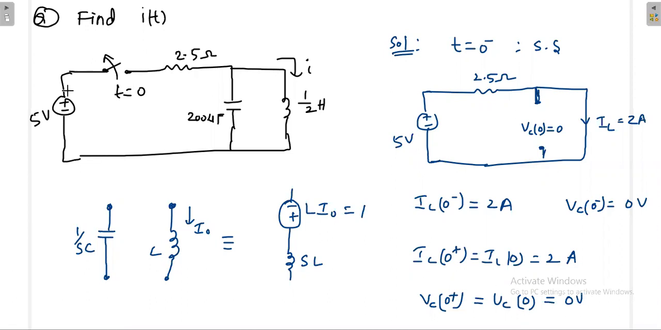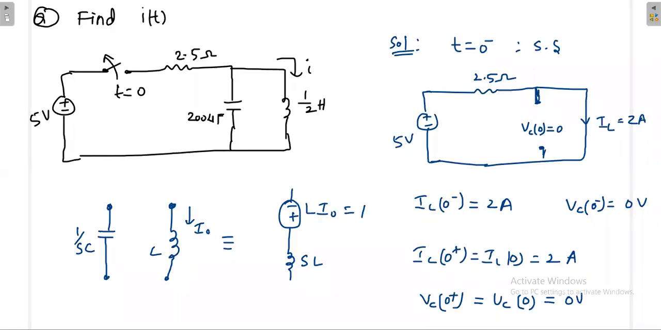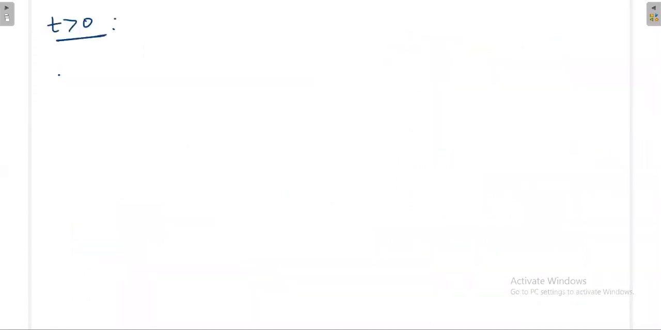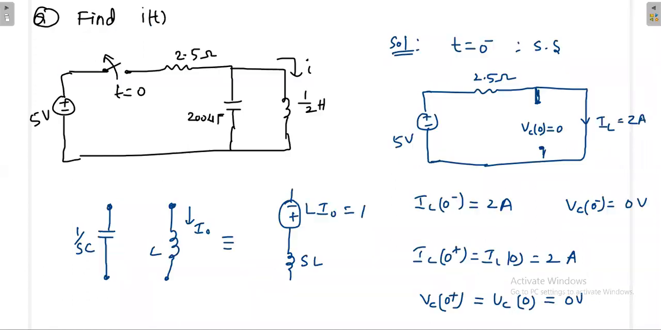You are disconnecting the source from this network. So what is the state of the circuit after t is equal to 0? You are opening the switch. Once you open the switch, the voltage source will be disconnected.